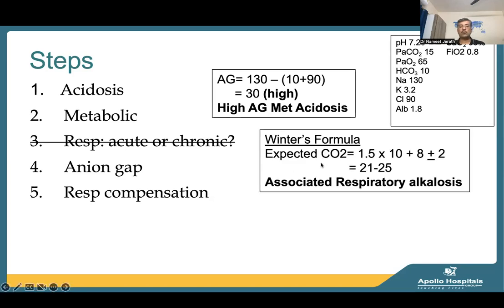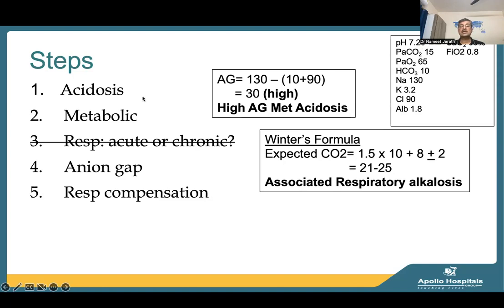So for Winter's formula, the expected CO2 should be 1.5 times the bicarbonate plus 8, plus or minus 2. And when we calculate, 10 is the bicarb. It is 21 to 25. So our expected carbon dioxide should fall in this range. And what is our carbon dioxide? 15. So carbon dioxide is even lower than our expected CO2, which means there is an associated respiratory alkalosis.